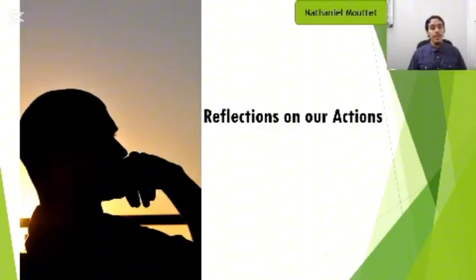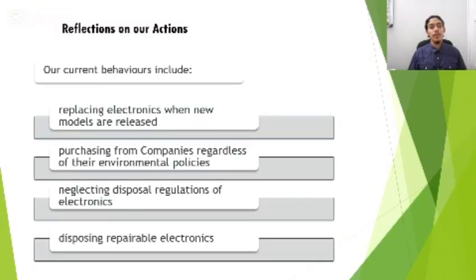And now that we've covered our first three objectives, we will reflect on our current behaviors and discuss how we can minimize our environmental impact due to e-waste. Currently, we tend to buy new models of electronics upon release, disregard the impact that electronics companies we purchase from have on the environment, ignore e-waste disposal regulations, and dispose of electronics that are still repairable.